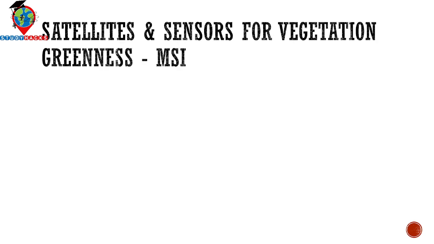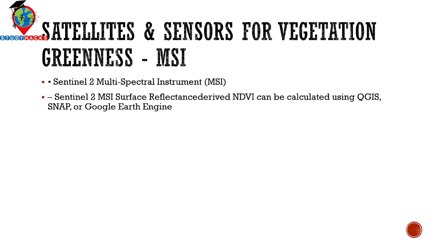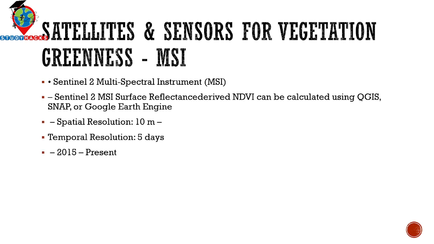So now we talk about the MSI, basically the Multi-Spectral Instrument, available on Sentinel-2. NDVI derived from reflectance can be calculated using QGIS, SNAP, or Google Earth Engine. Spatial resolution is 10 meter, temporal resolution is 5 days, and it's available from 2015 to present, also with global coverage.